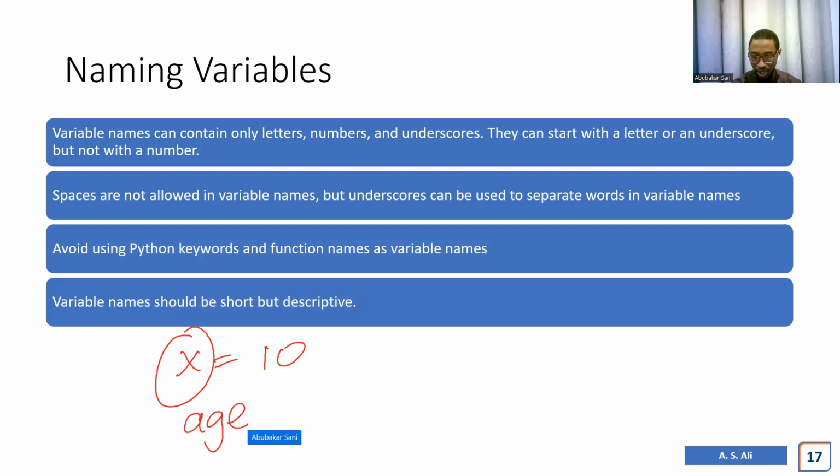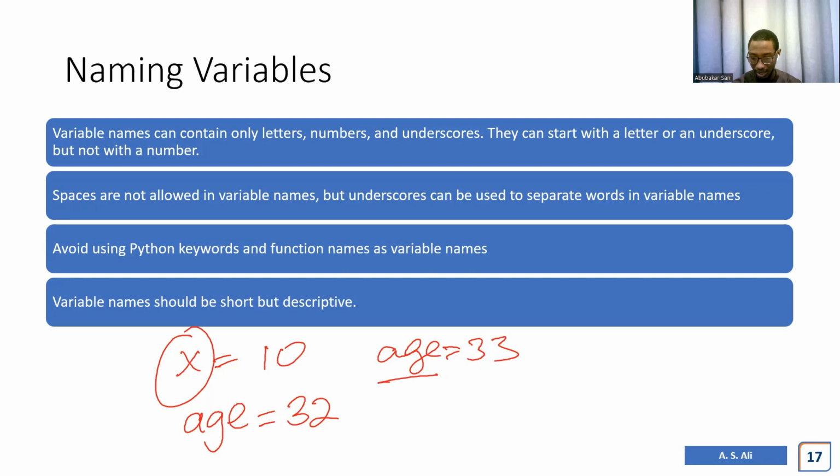X is holding the age. You can write your age. For example, I can write my age, and I want this to be maybe by tomorrow age can become what, 33, for example. So things with a descriptive and short name is what we prefer.